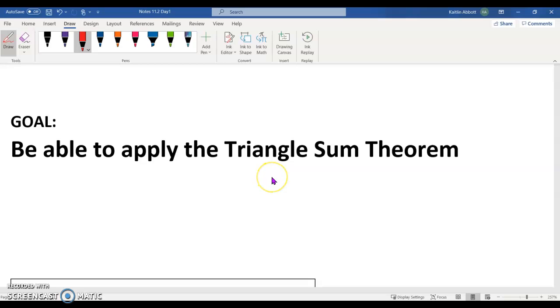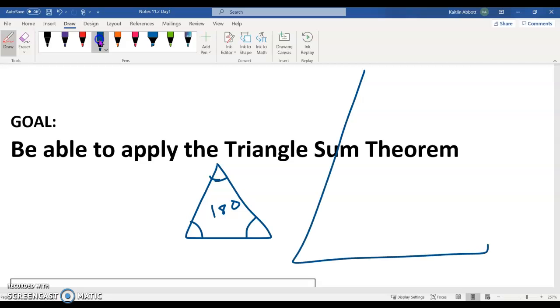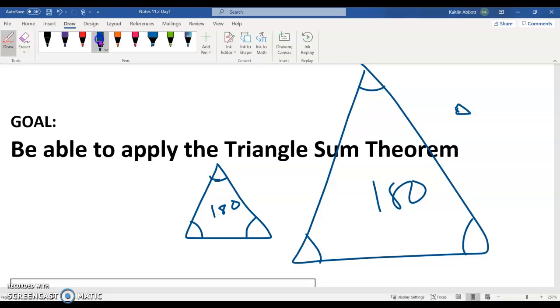Okay, so the triangle sum theorem states that in any triangle, if you add all of their angles on the inside, you add them all up, they add up to 180 degrees. No matter what, no ifs, ands, or buts, always. Doesn't matter how big or small a triangle is, it could be huge. They still add up to 180 degrees. You can have the tiniest little triangle, and it's still 180 degrees.